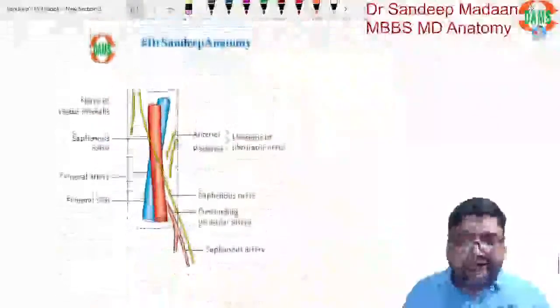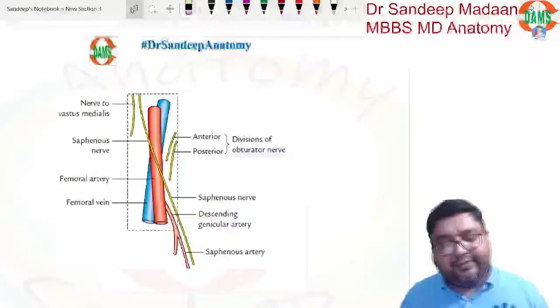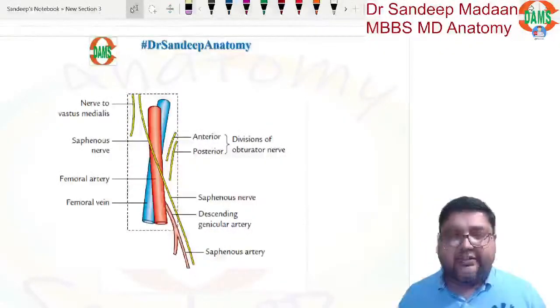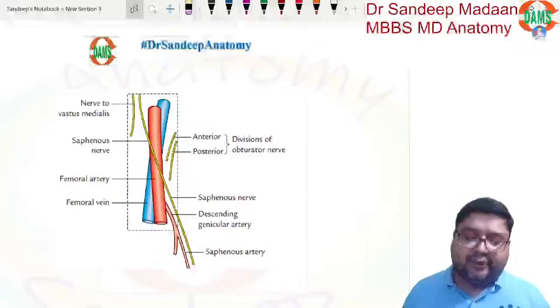That is the diagram for the adductor canal. What are the structures present? Femoral vessels, saphenous nerve, nerve to vastus medialis, and also branches of obturator nerve.